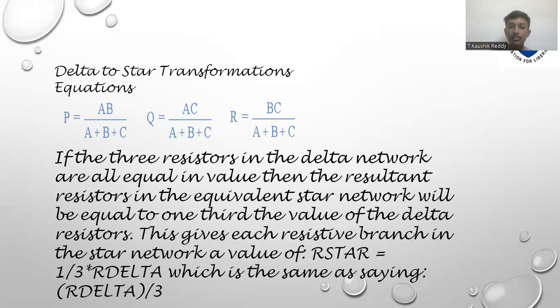If the three resistors in the delta network are equal in value, then the resultant resistors in the equivalent star network will be equal to 1/3 the value of the delta resistors. This gives each resistive branch in the star network a value of R star is equal to 1/3 into R delta, which is the same as saying R delta divided by 3.